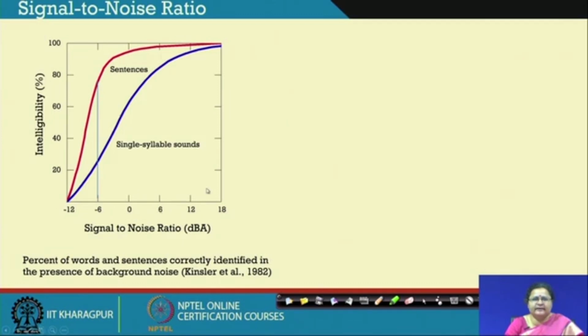What was told by Bradley: if you are in this particular zone, that is in this portion, you are getting very high intelligibility. If you come down here, if you are in this signal to noise ratio zone, something between 9, 10, 11, 12 to 15, you will get a good intelligibility. That is, whatever be the background noise, if the signal to noise ratio is of this order, you will get a good sound.